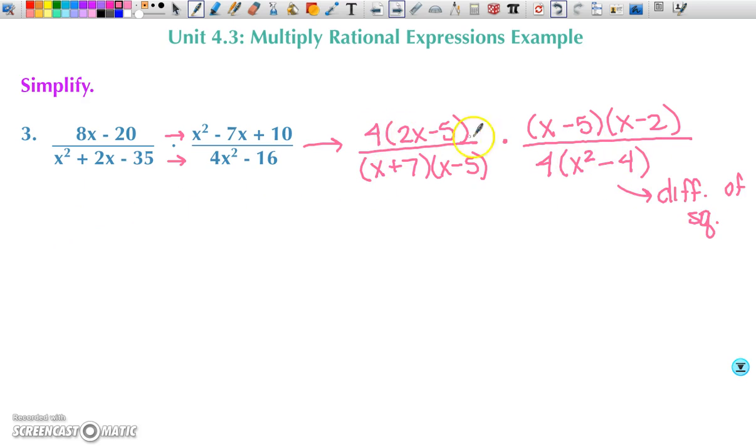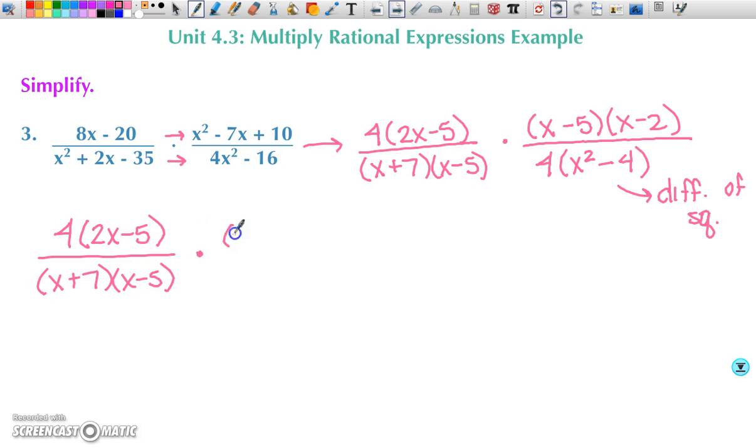So I'm going to go ahead and combine that part up top, or well, actually I'm not going to do that yet. So 4 times 2x minus 5 over x plus 7 times x minus 5. And then our x minus 5 is up top here, x minus 2 is up top. We factored a 4 out, and then we can factor this piece. And remember, we get to do the little skeleton. One is positive, one is negative.